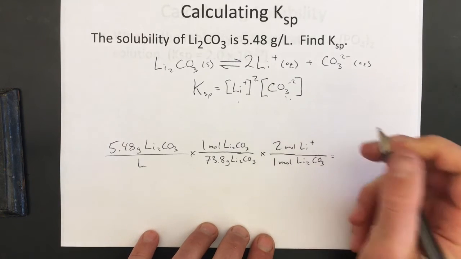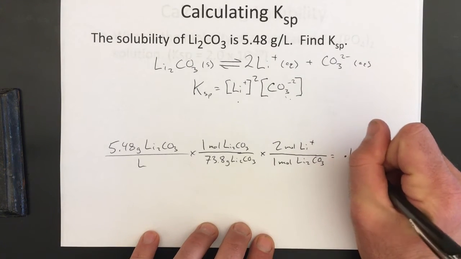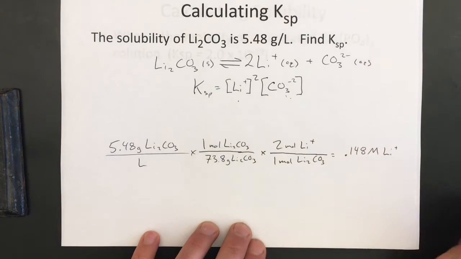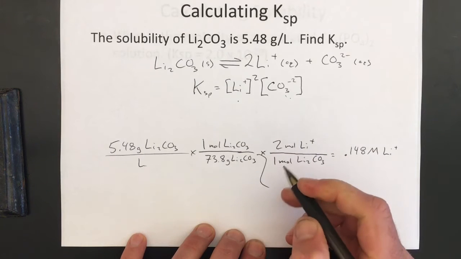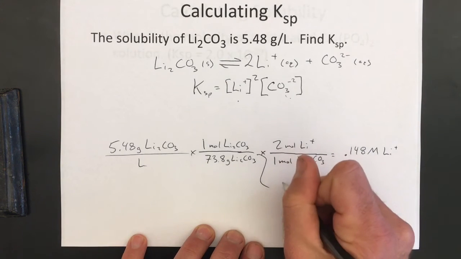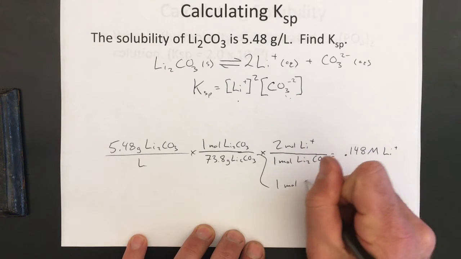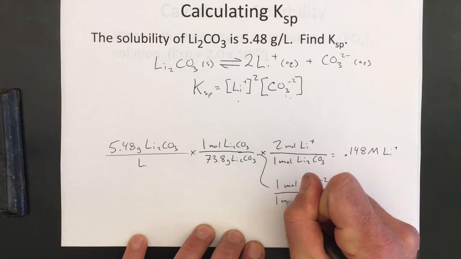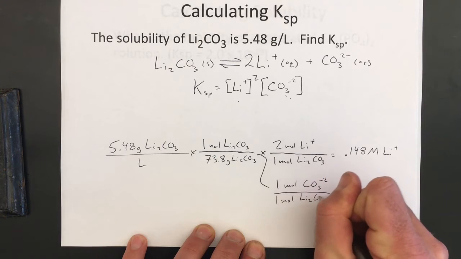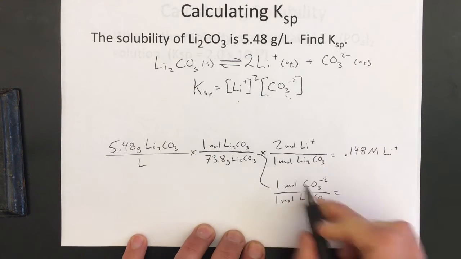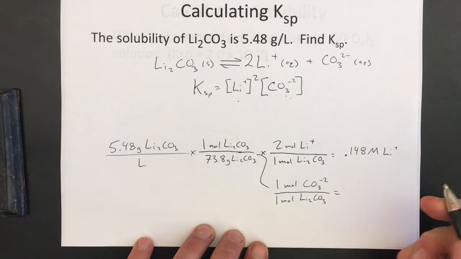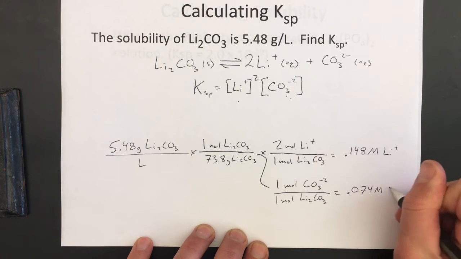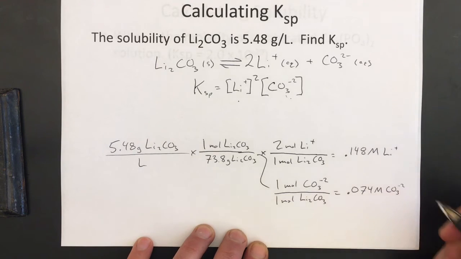And so the molarity of the lithium ion is going to be 0.148 molar for lithium ion. And then we'll just continue this right here. For the carbonate ion, there's 1 mole of carbonate ion for every 1 mole of Li2CO3. And so the molarity of the carbonate ion is going to be 0.074 molar for CO3 with a -2 charge.